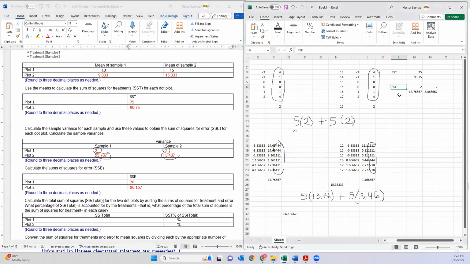As a matter of fact, let me call that my SSE. So let me not do here. Let me call this my SSE. My SSE was 20 for the first plot. And let me copy this number, 86.1 and bunch of sixes for plot 2. That's going to be my SSE. We'll use that later. Like I said, I want to save those there for a minute.